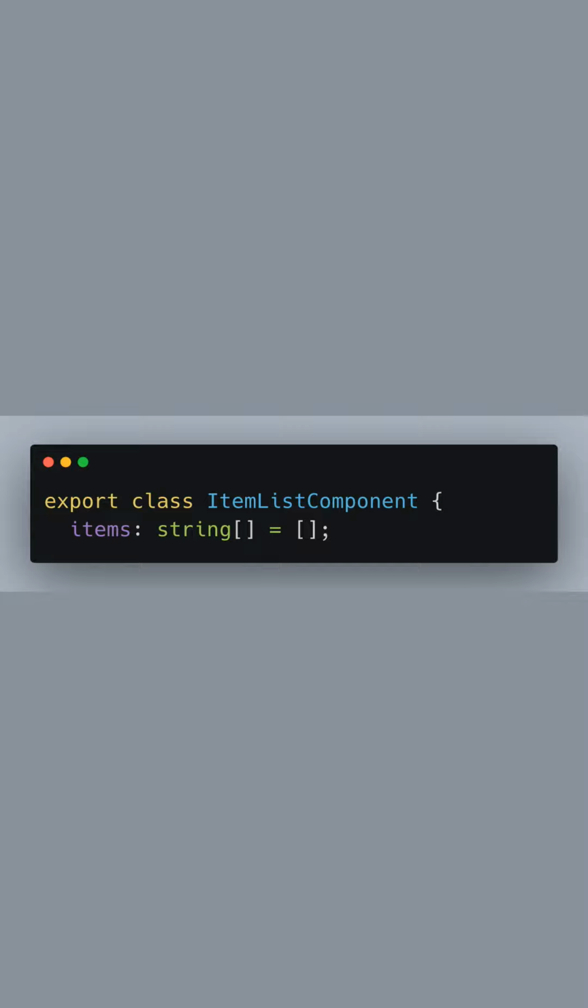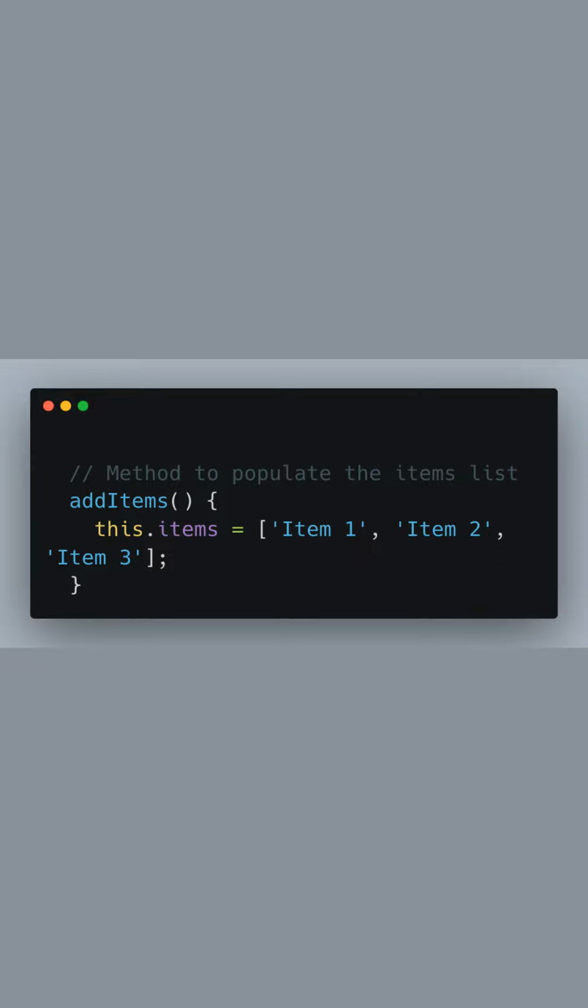We declare the ItemList component class and initialize the items array as an empty array. This class will be exported so that it can be used in other parts of our Angular application. Here we create an addItems method which, when called, will populate the items array with 3 example strings. This simulates adding items to our list.